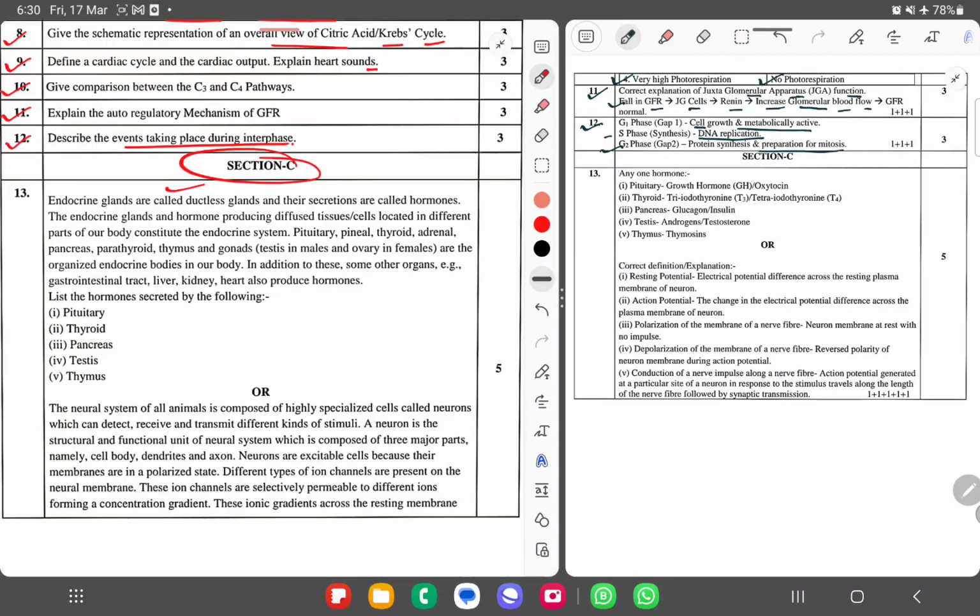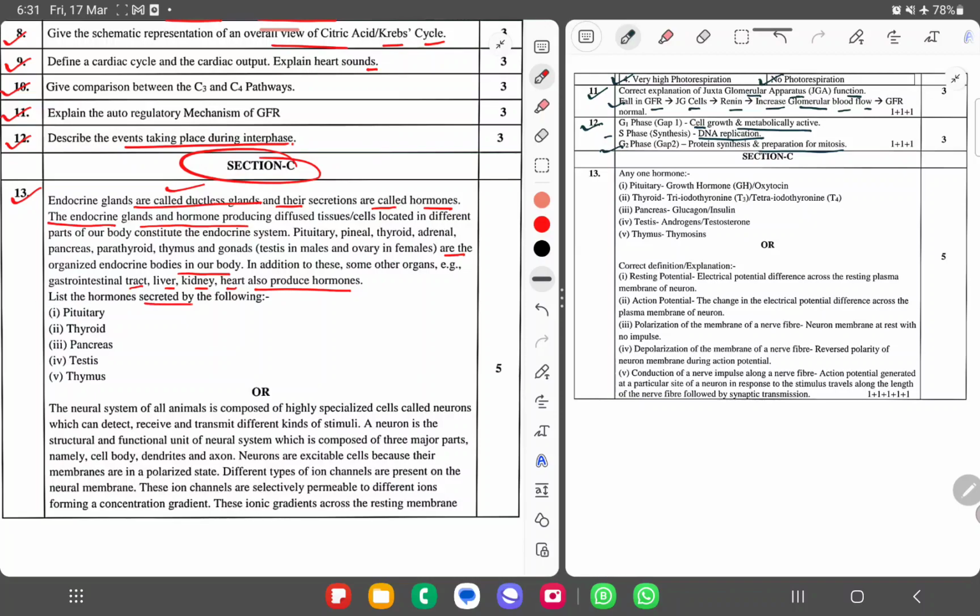We have come to section C. Endocrine, question number 13. Endocrine glands are called ductless glands. Their secretions are called hormones. The endocrine glands and hormone-producing diffuse tissues located in different parts of the body constitute the endocrine system: pituitary, pineal, thyroid, adrenal, pancreas, parathyroid, thymus and gonads. In addition to these, some organs like the gastrointestinal tract, liver, kidney and heart also produce hormones.